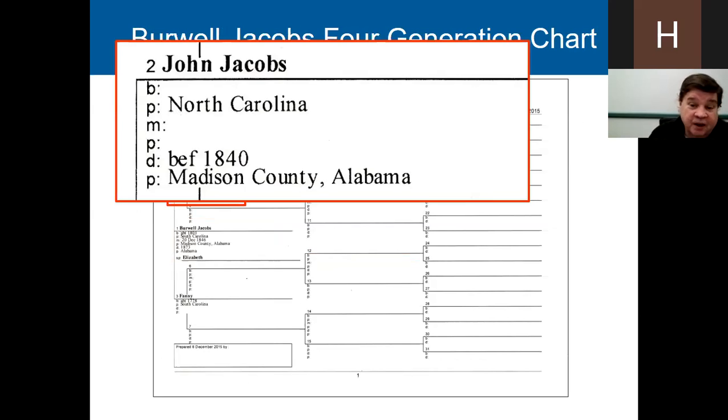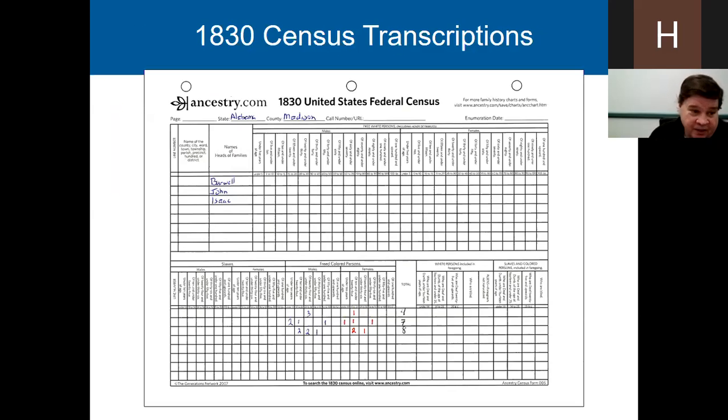I think his father was John Jacobs. Why do I think that? Well, I looked in the 1830 census. And in Madison County, Alabama, there were 3 men listed in the free people of color: Burrell, John, and Isaac. And that's their information about their families.